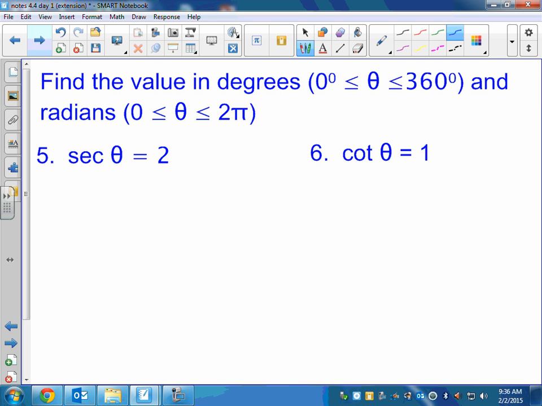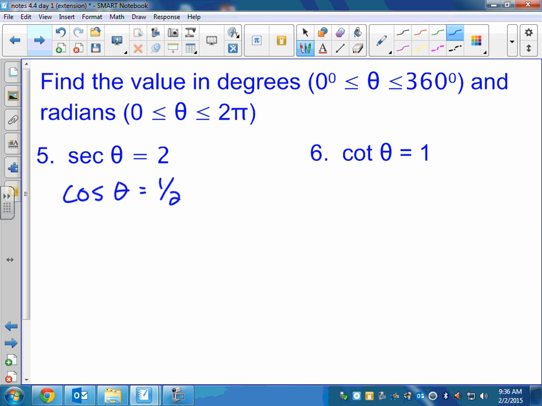Where does secant equal 2? I do better with sine, cosine, tangent. So even though I could do this directly, I'm going to flip it over and ask, what is that the same as? Secant is the reciprocal of cosine. So is that the same as saying, where does cosine equal 1/2? My brain works better with cosine and sine because it's x's and y's, so I usually change it to that.